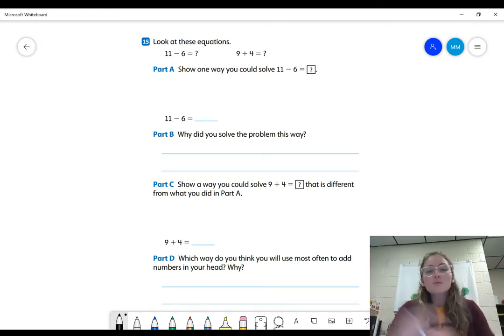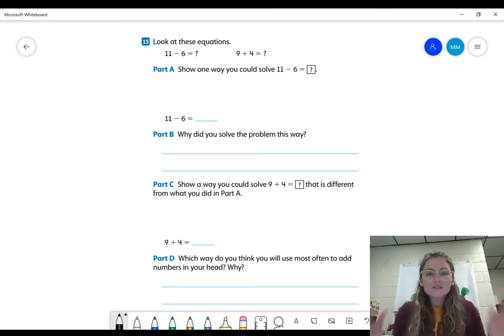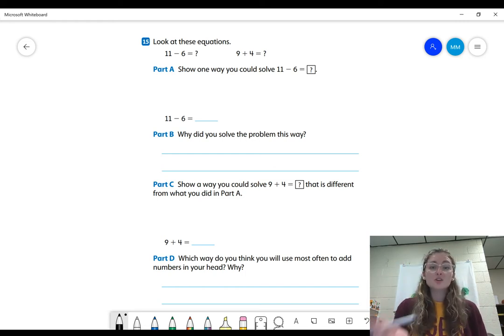So today we're going to be thinking out loud about how we are solving problems. This week we've been talking about different strategies that we can use for mental math. We've talked about fact families, number bonds, and counting on strategies. So let's go ahead and look at number 15. I'm going to think out loud with you as you do this too.